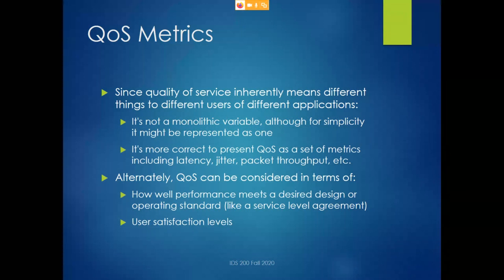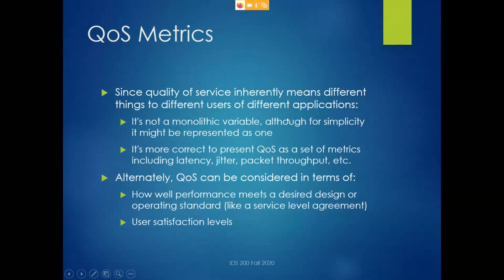For example, if you wanted to get a rough code of how well the system was working, you might have green for quality of service really high on most metrics, or red for it's bad on one or more metrics. But still, it's more correct to present quality of service as a set of metrics, including things like latency, jitter, packet throughput, how many packets you're pushing through the system, that sort of thing. So this is basically the objective approach.